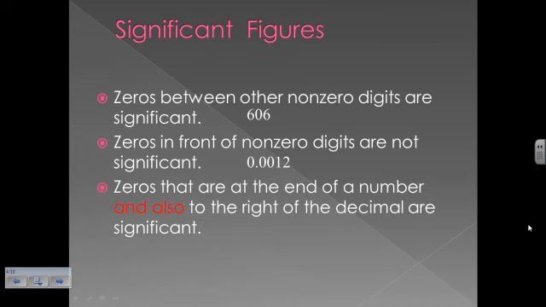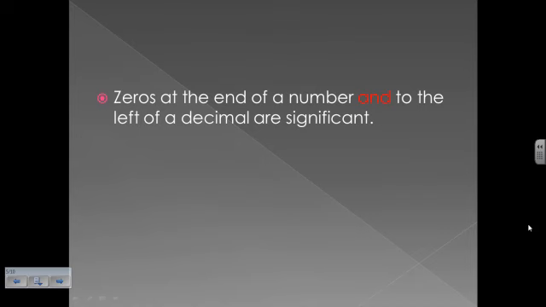Zeros that are at the end of a number and also to the right of the decimal are significant. Both things must be true in order for the zeros to count. 27.00 contains 4 significant digits because the zeros are at the end of the number and to the right of the decimal. Zeros at the end of a number and to the left of a decimal are significant. For instance, in this value, 1300, the 2 zeros are significant. So this value would contain 4 significant digits because the decimal place is there.